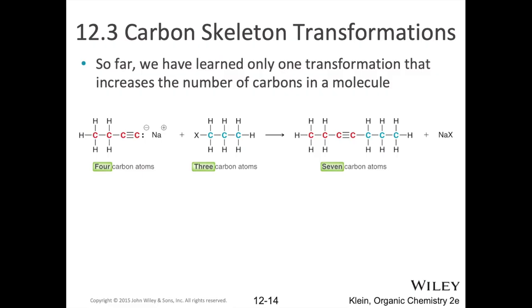So, as I mentioned, we've already seen some carbon skeleton transformations. In this example here, we've seen how to add an alkyl group to an alkyne, and in doing so, you extend the carbon skeleton. You're combining the carbons from your alkyl group, from your alkyl halide, and you're adding the carbons from your alkyne.